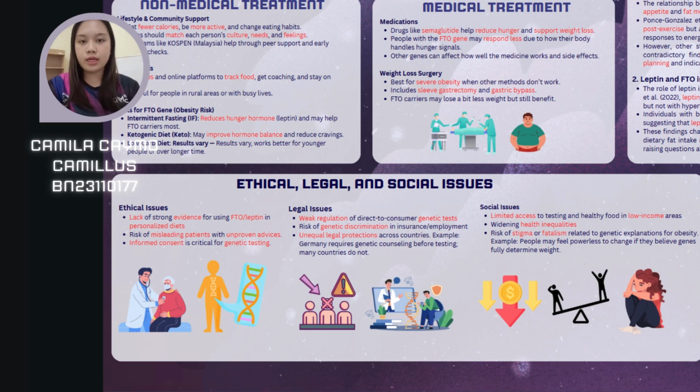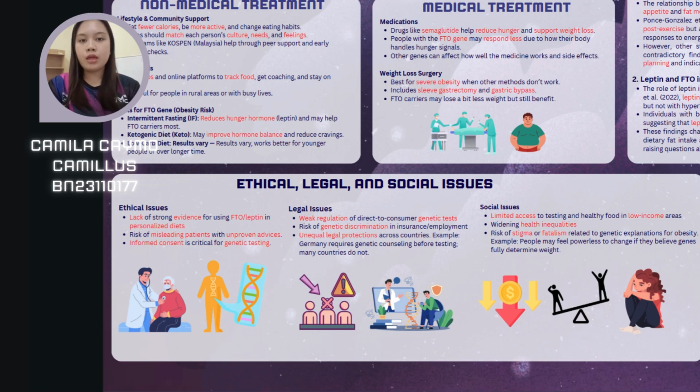Let's look at the ethical, legal, and social issues surrounding the use of genetic information like leptin and FTO in obesity and diet planning. Ethically, there is limited scientific proof that using genes like FTO or leptin can effectively guide personalized diets. Recommending diets based on unproven data can mislead people and take focus away from lifestyle habits that we know work. Informed consent is also important. Patients need to understand the risks, limits, and emotional impact of testing.